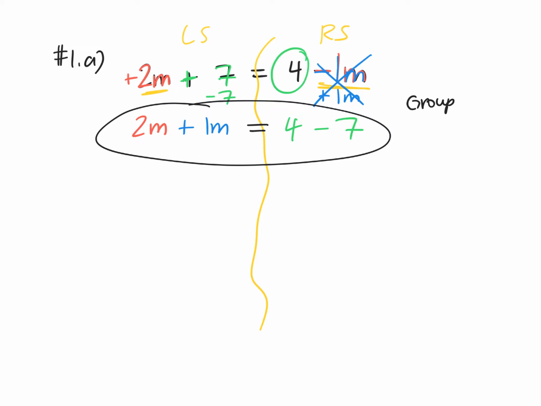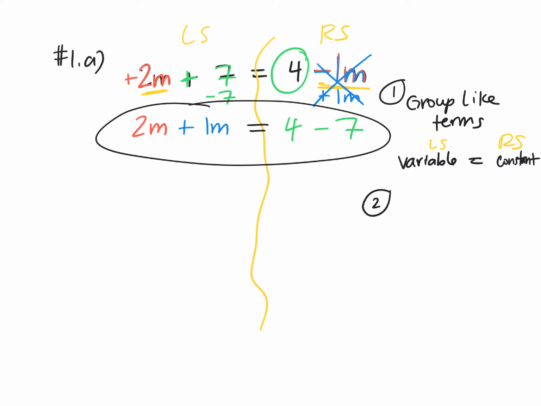Group your like terms. I like to keep my variable terms on the left side, and then my constant terms, they're called constant terms, on the right side. Okay, so group it, and then what? So we group the terms, and then what do we do with them? Starts with an S. Simplify it.